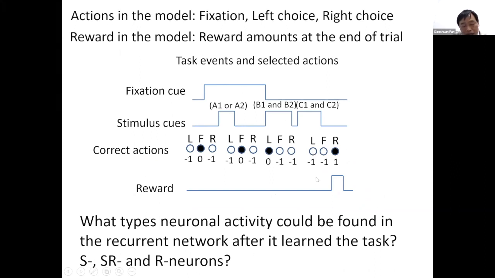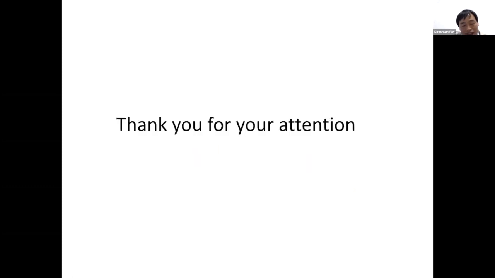We want to know, after the network has learned this task, what type of neural activity could be found in the network, and whether we can find this kind of SR or R type of neuron in the network. Of course, we can also consider the constraints or conditions that are optimal to form this kind of neural activity. Yeah, this is my proposal. Thank you for your attention.